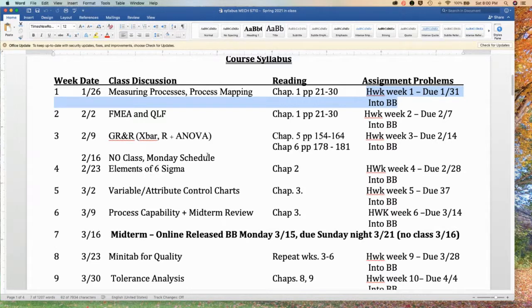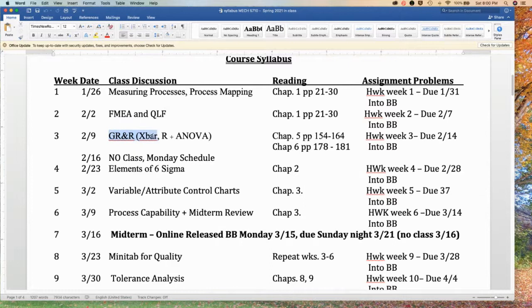Then we go about 6 weeks, and then we have a midterm. So the first week is process mapping. The second week is FMEA, failure mode and effects analysis, and QLF is quality loss function. So quality loss function is really something that Taguchi came up with, which I'll talk about.